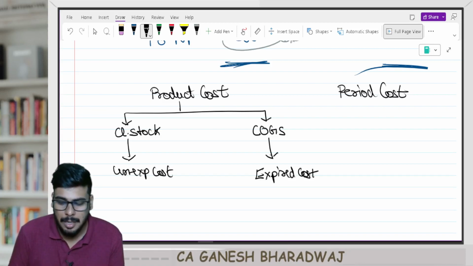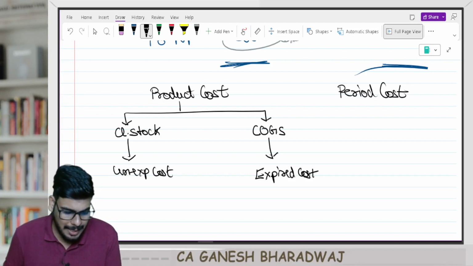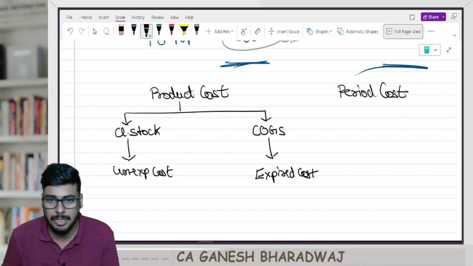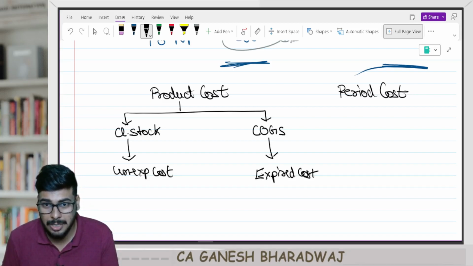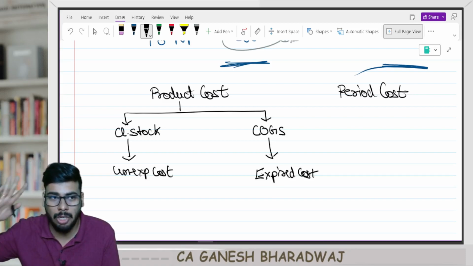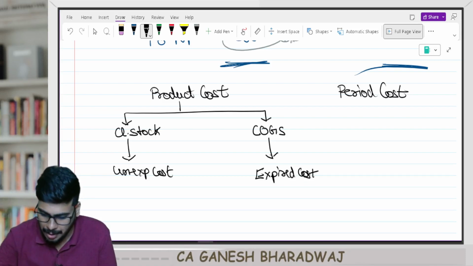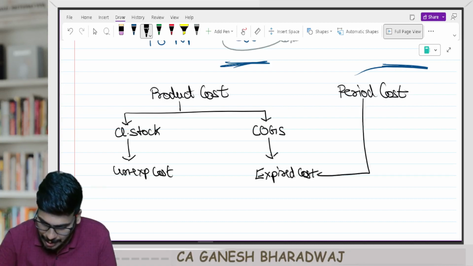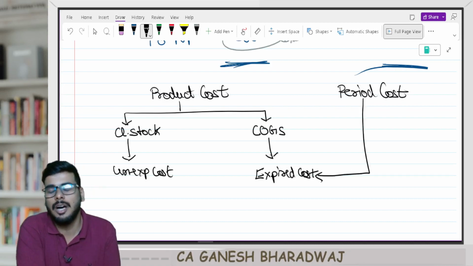Whereas period costs, is it an expired or an unexpired cost? Fully it gets knocked off in my P&L account. It's a P&L item, correct? So you just pull an arrow directly and connect it to expired cost. Are you clear with this?